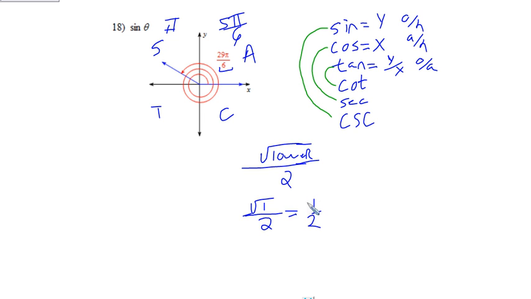And once again, since it's over in quadrant 2, the y value is positive. So the sine of this ridiculous 29 pi over 6 is equal to 1/2.